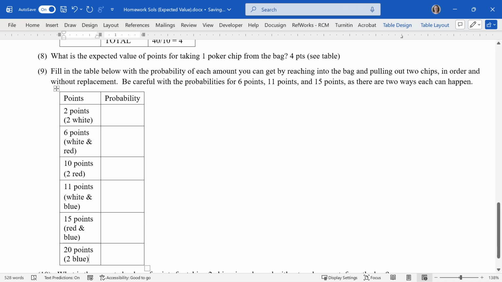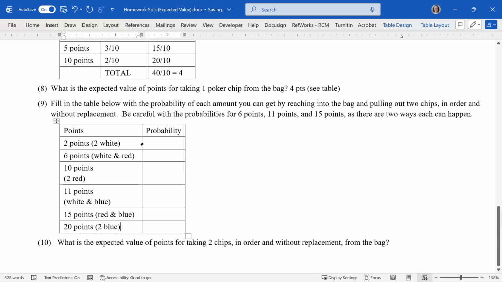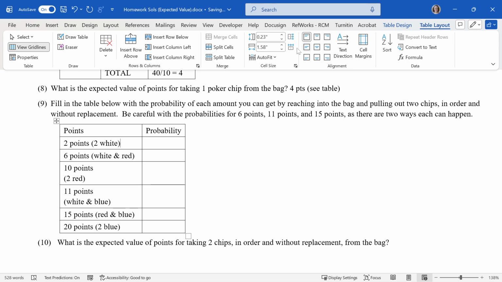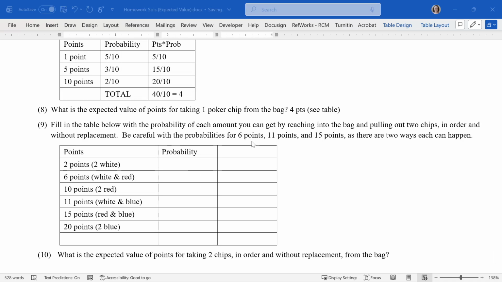Okay, so how do we calculate these probabilities? We're doing this in order without replacement. So, sorry, this table is just bugging me. Okay, there we go. All right, so how do we get these probabilities?